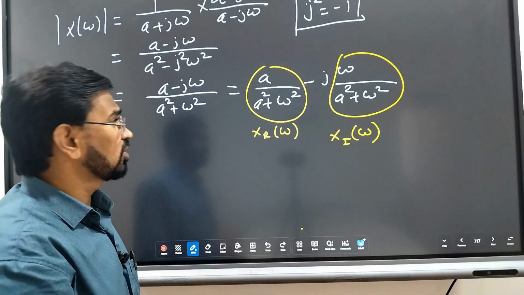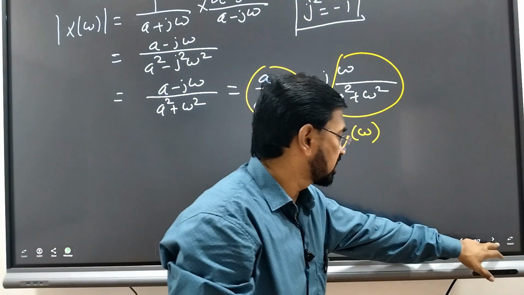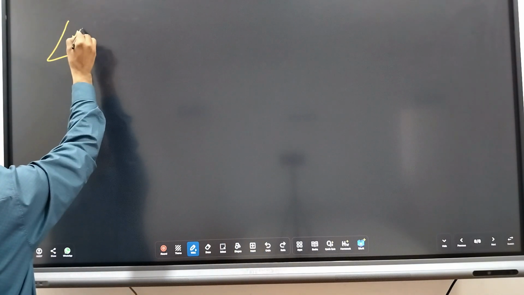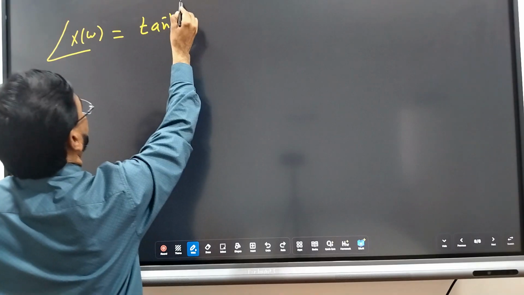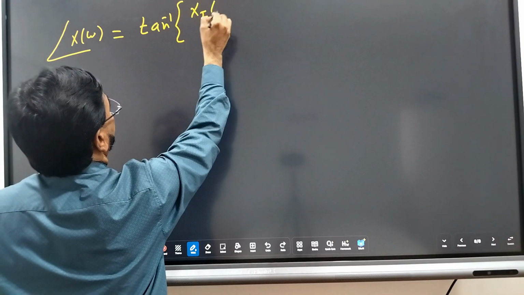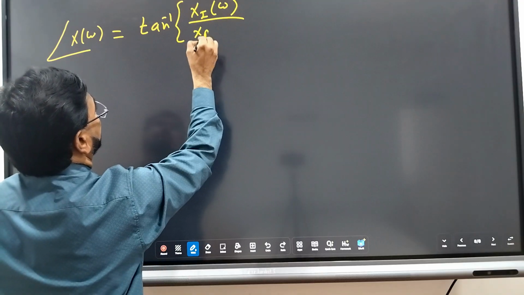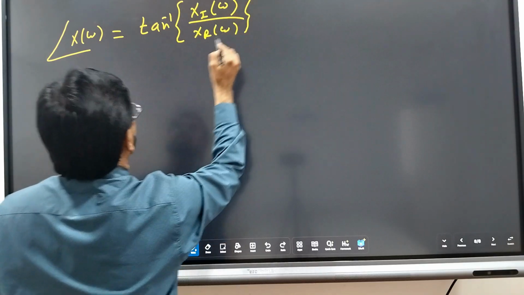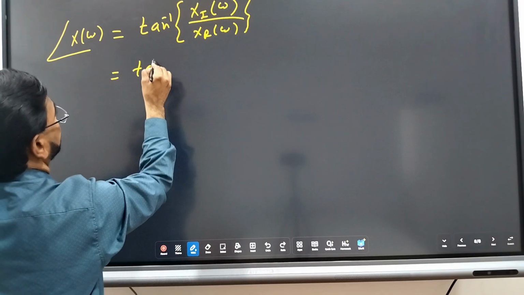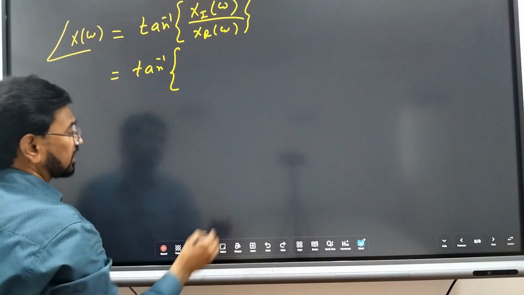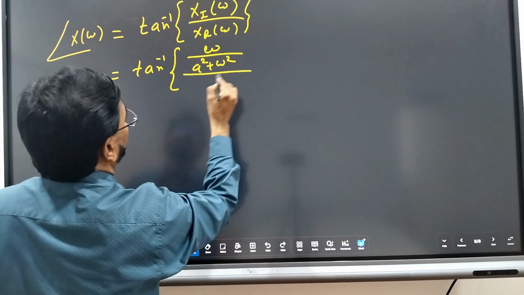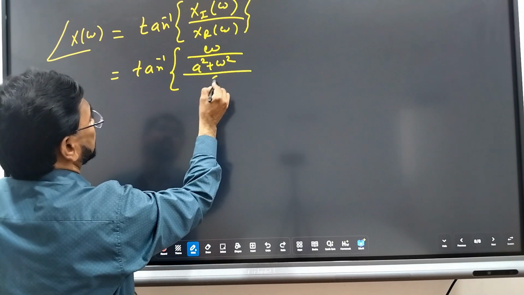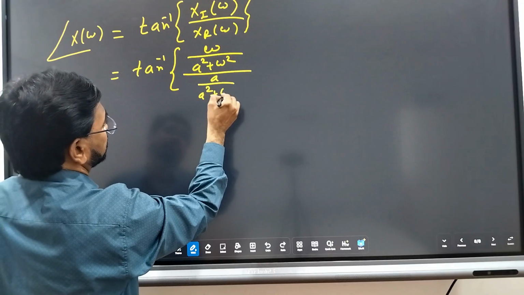Now we can find the phase from this. We will use our formula for the phase. What is the phase of this? The phase angle of X of omega is tan inverse of the imaginary part divided by the real part. So we get tan inverse of the imaginary part, which is omega divided by a square plus omega square, and the other quantity is a divided by a square plus omega square.